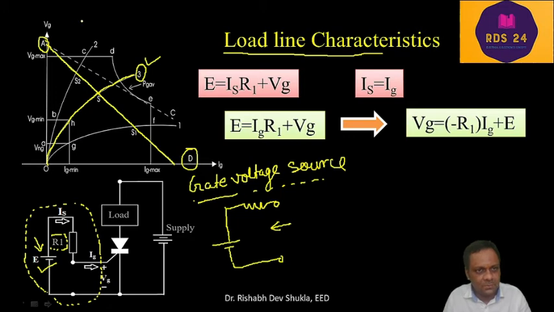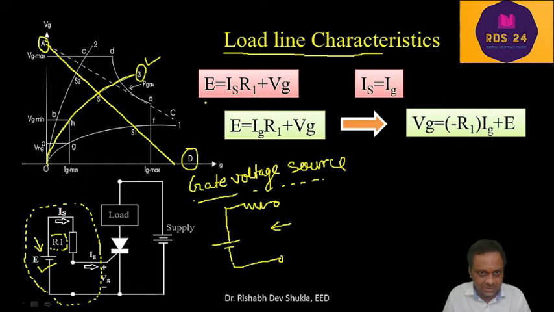So we have to find what these points are. Firstly, we have to write the KVL equation of this gate circuit, in order to find these points A and D. Firstly, we have to write the KVL equation of this circuit, the gate to cathode circuit.